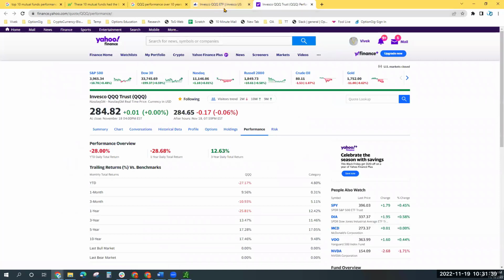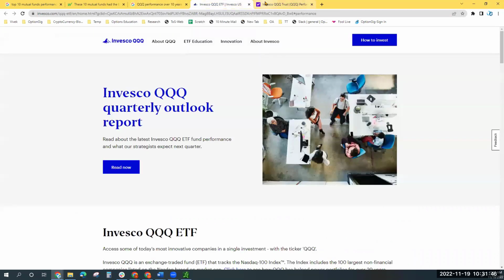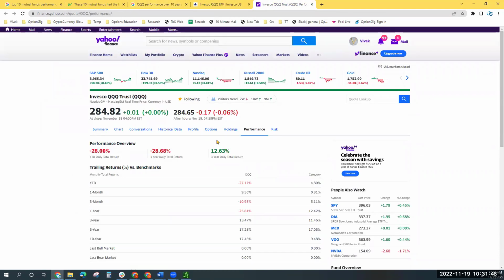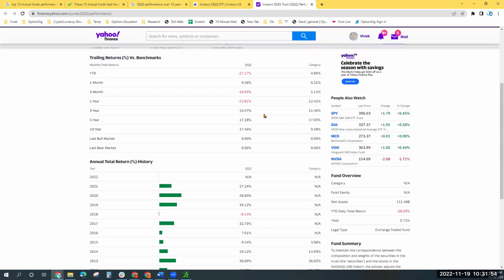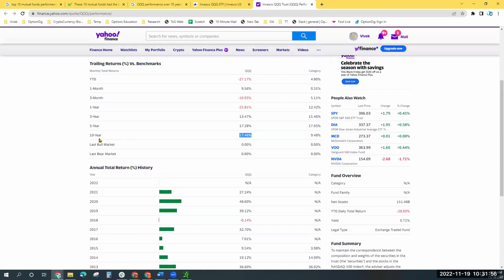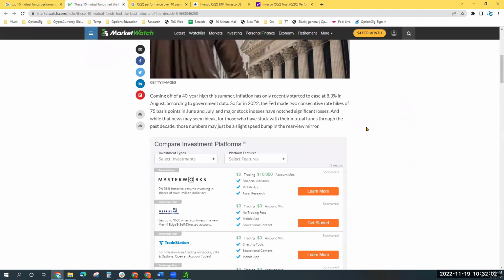And again, some of the mutual funds could pick, let's say, if this mutual fund had very specific holdings, let's say Apple, probably it will beat QQQ. But let's see, where is this chart? 10-year, 17.46, right? So even one of the best performing mutual funds.